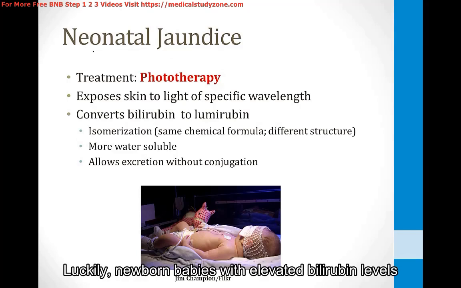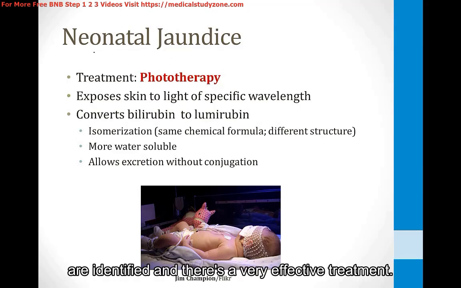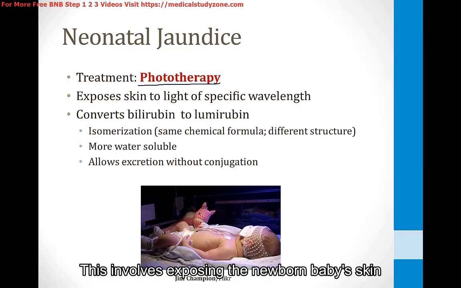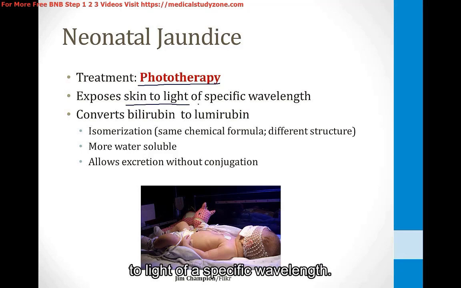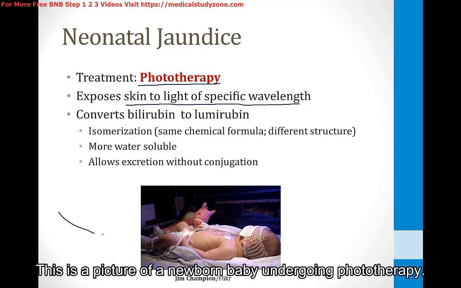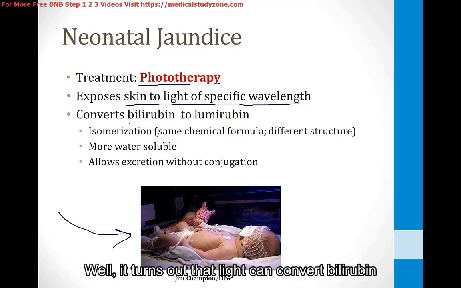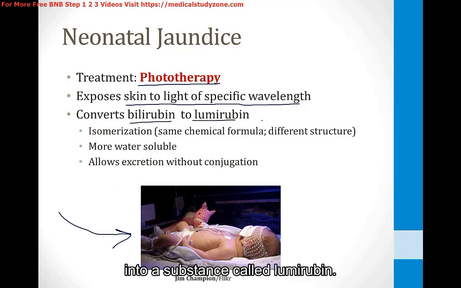Luckily, newborn babies with elevated bilirubin levels are identified, and there's a very effective treatment, and that is phototherapy. This involves exposing the newborn baby's skin to light of a specific wavelength. This is a picture of a newborn baby undergoing phototherapy. So why does it help to expose their skin to light of a specific wavelength? Well, it turns out that light can convert bilirubin into a substance called lumirubin.